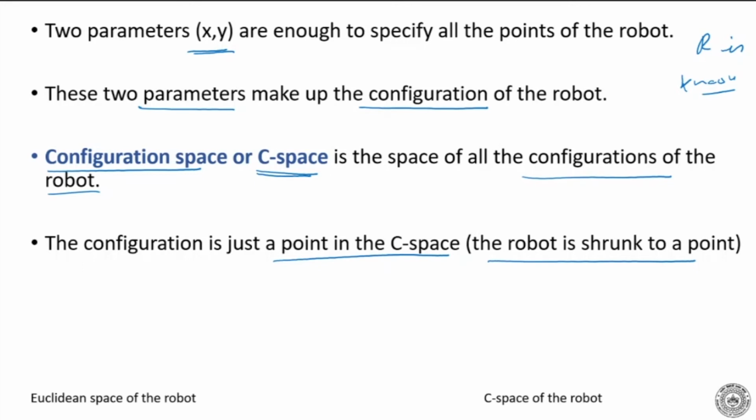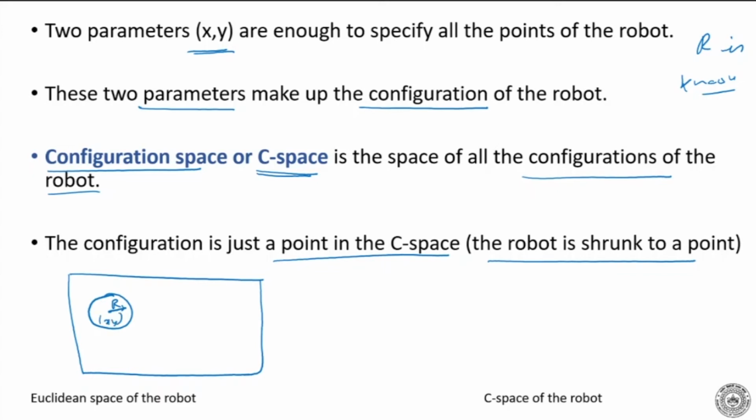Please note that we have Cartesian space and we have C space. Now let us say that this is a work area of a mobile robot. We have a mobile robot here, which has radius r, and its center is x y.